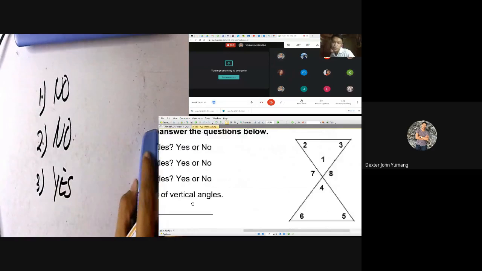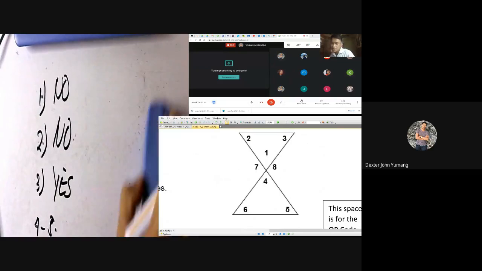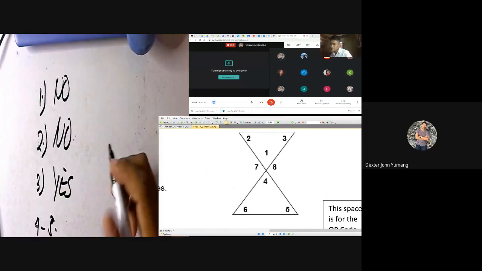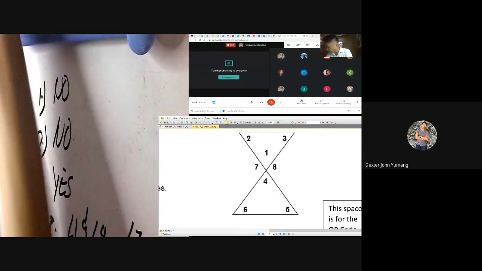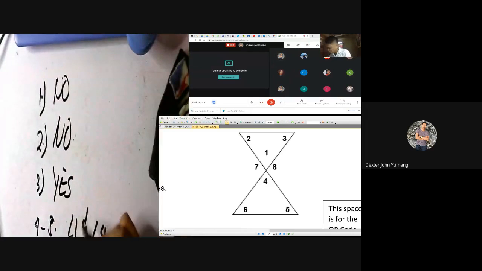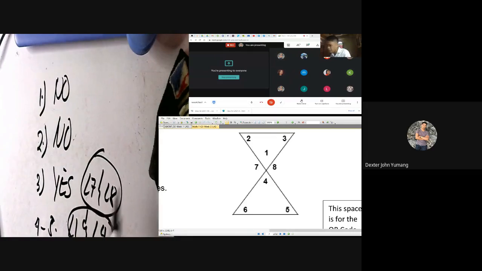What are the two pairs of vertical angles? Ano po yung vertical angles? We have angle 1 and angle 4. Tapos ano yung isa? Angle 7 and angle 8. So for numbers 4 and 5, pwedeng angle 1 and angle 4, and angle 7 and angle 8. Okay, that's 2 points each. 1 point po ang mali.